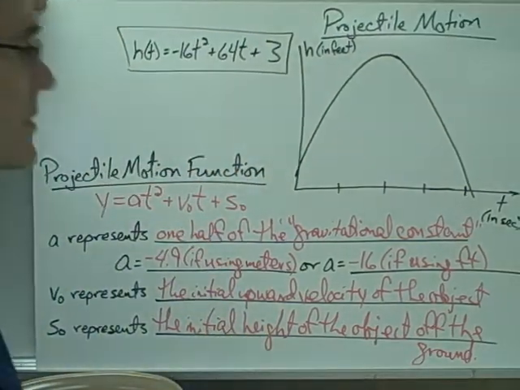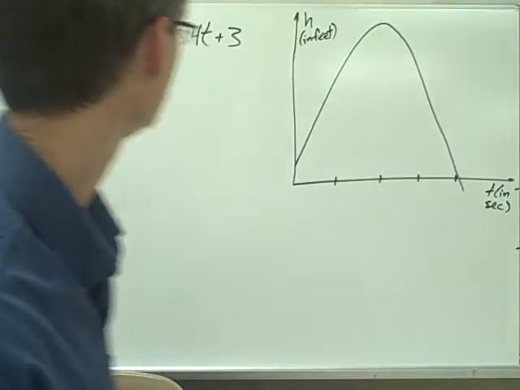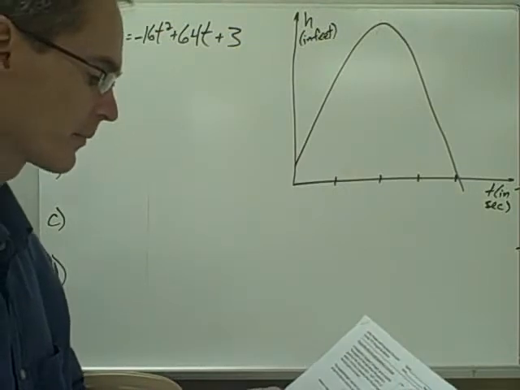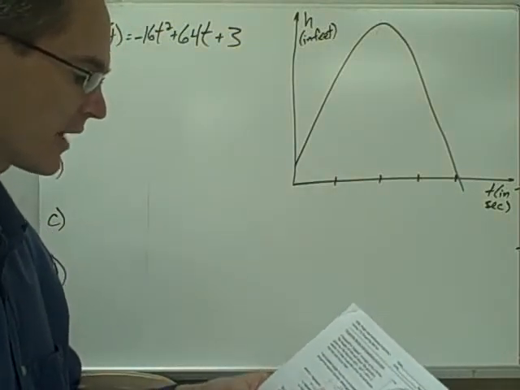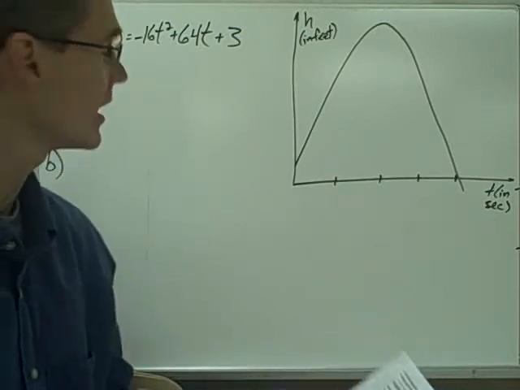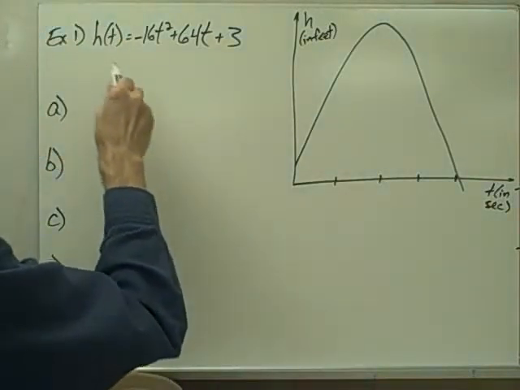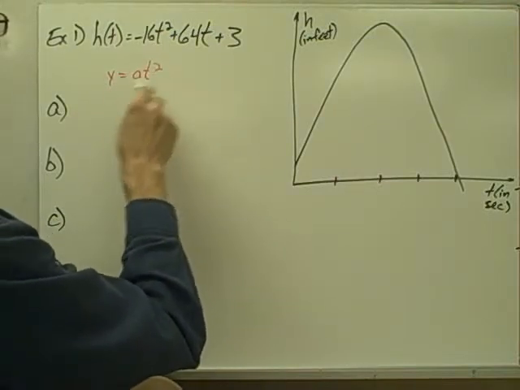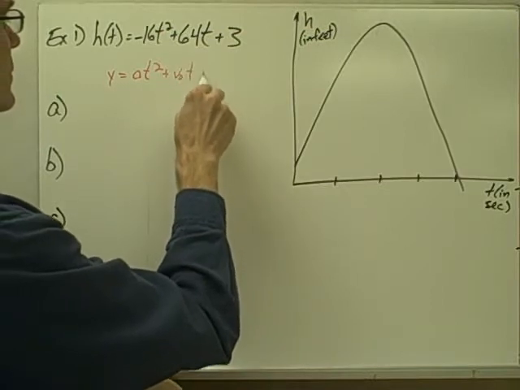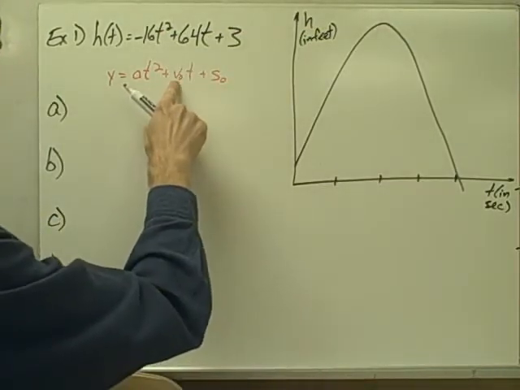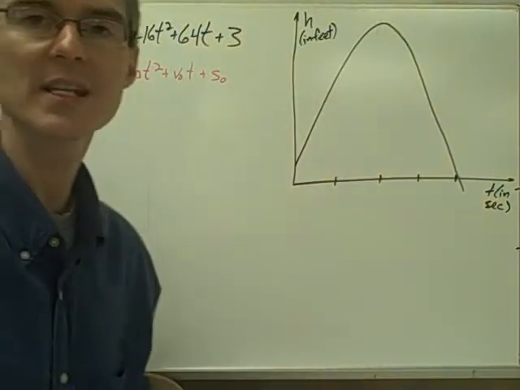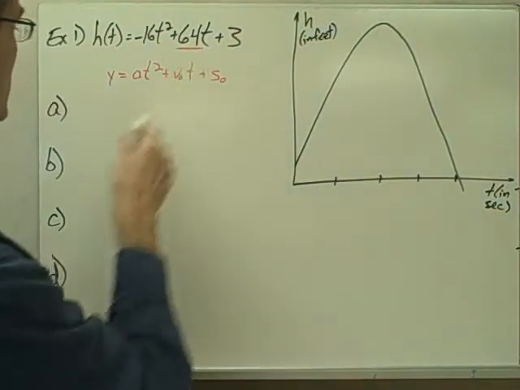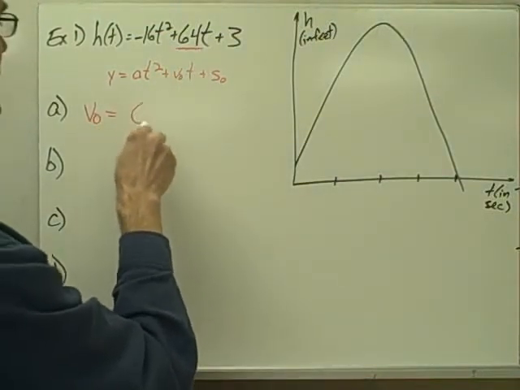So let's take a look at this example with the baseball. It says, using this function, which models the height of the baseball, along with your graphing calculator, answer the following questions. What is the initial velocity of the baseball? Well, remember that the form of our equation here is the projectile motion equation, and this value right here, v sub 0, represents the initial upward velocity of the baseball. So the initial upward velocity of our baseball is v sub 0, which is 64.